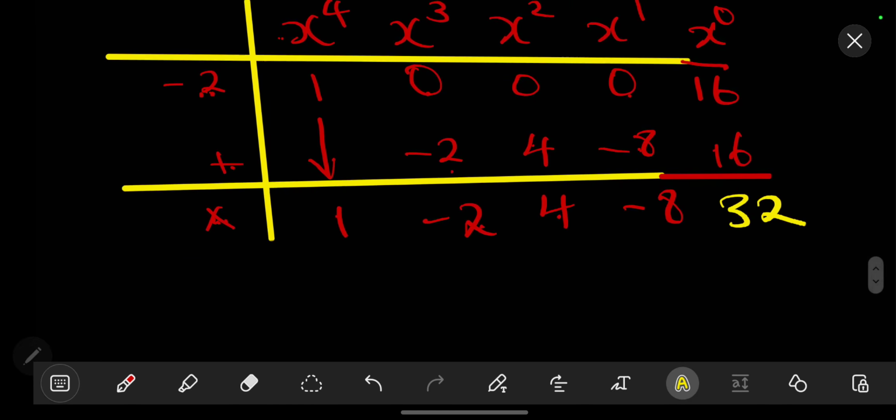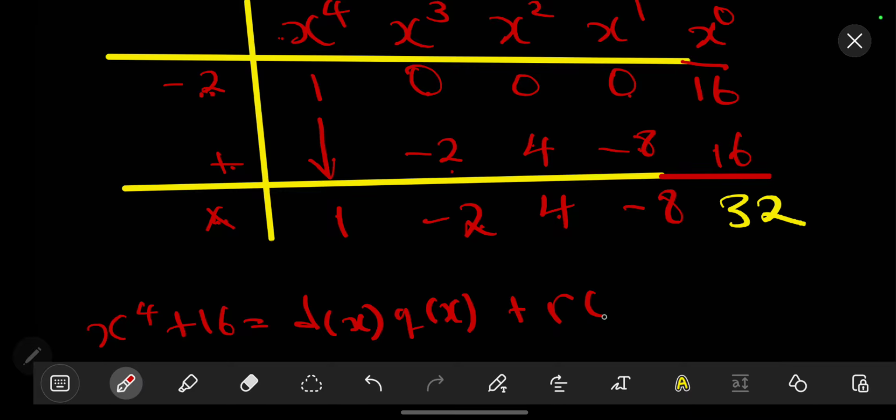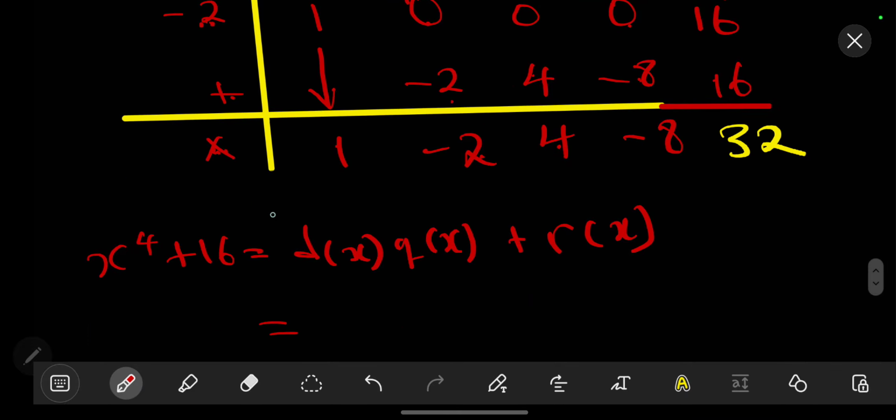Therefore, this expressed in the form of the division algorithm. So we have x to the power 4 plus our 16 should be equal to our divisor, the one dividing, times q(x). Then we have plus the remainder, like that. So our d is the one dividing, we were using x plus 2. Then we have our quotient, which is our result.